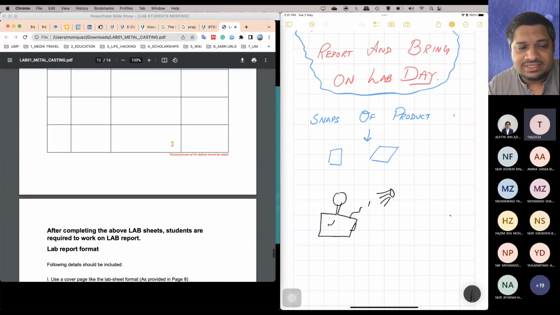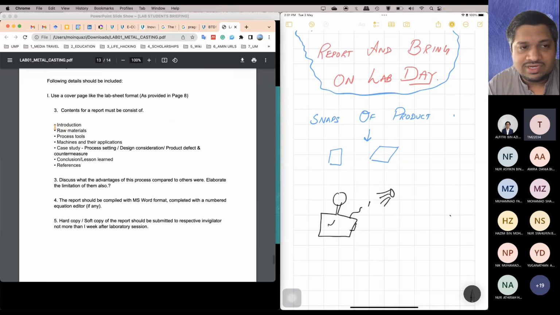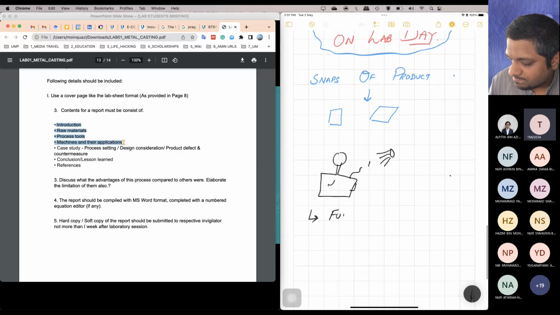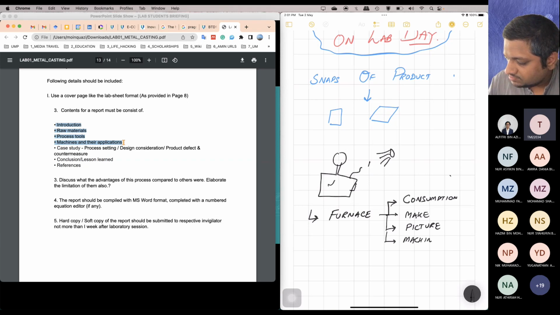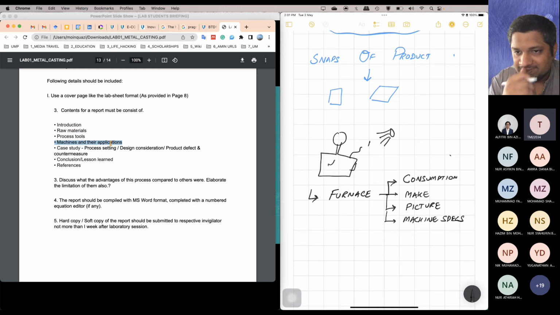After you have completed the lab sheets, you have to write down some introduction of the lab. The raw materials you have already included in the lab sheet, so no need. Process tools you have already included in the lab sheet, so no need. Machine and their applications: you have to give information about the furnace which is used in the sand casting process. What is its energy consumption? What is the make? Is it US make, China make, etc.? Take a picture of this furnace, and machine specification. Get information about the machine for sand casting.